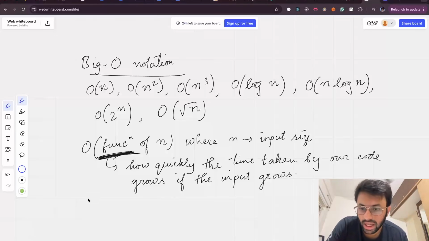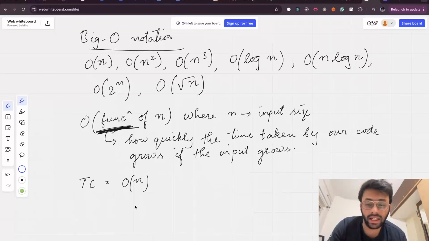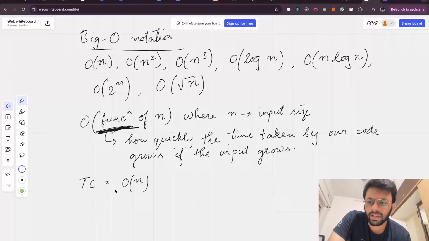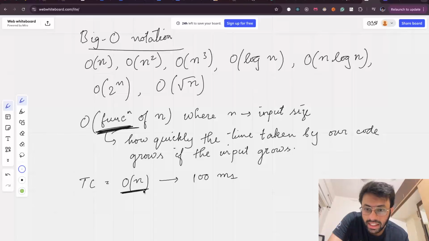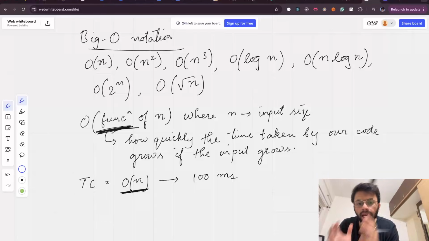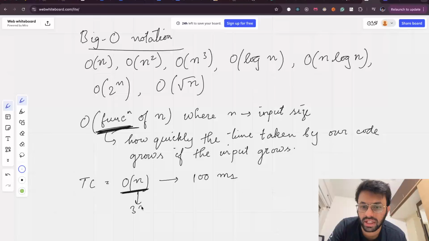Let's take some example. Say my time complexity is big O of n. And say the time taken by my code to run is 100 milliseconds. Now, if my input size triples, then since my dependency is linear, my time taken will also triple. If my input becomes 3n, my time taken by the code will also be 300 milliseconds.